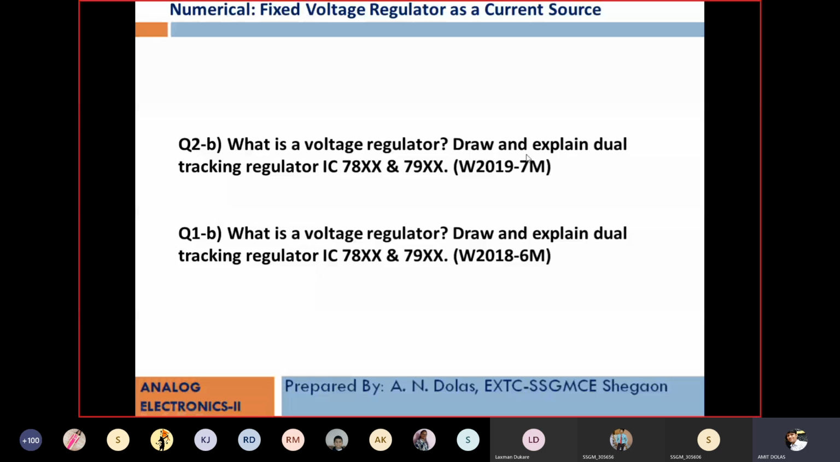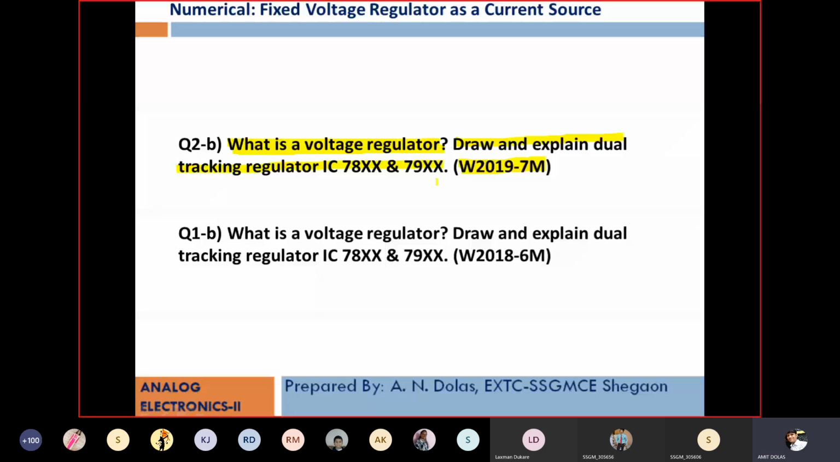Again, some theory questions were asked in winter 2019 for 7 marks. What is the voltage regulator? This theory is already covered in the very first lecture on voltage regulators. You may quote an example of a basic voltage regulator, with its components like error amplifier, series pass transistor, feedback network, reference, and so on. Draw and explain the dual tracking IC regulator.